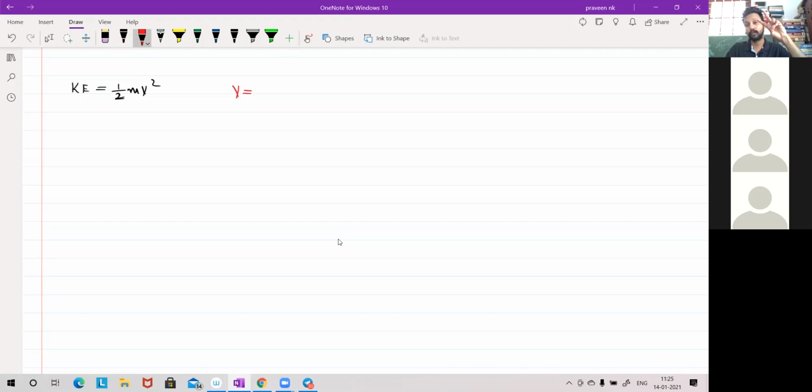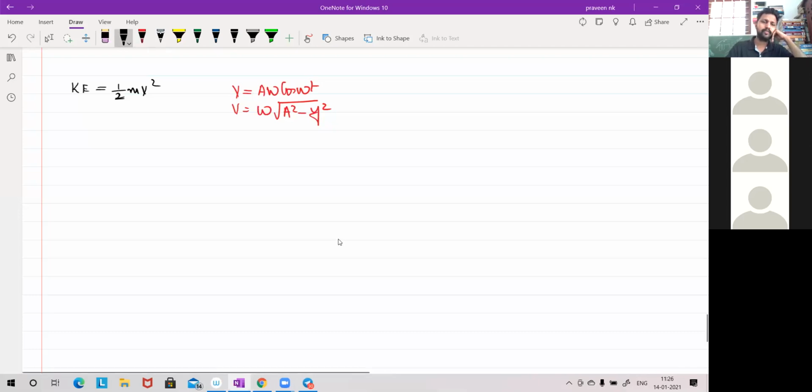We have learned two expressions for velocity of simple harmonic motion: V is equal to A omega cos omega t and V is equal to omega root of A square minus y square. We could use any of these expressions for velocity. Let me just use V is equal to omega root A square minus y square over here.